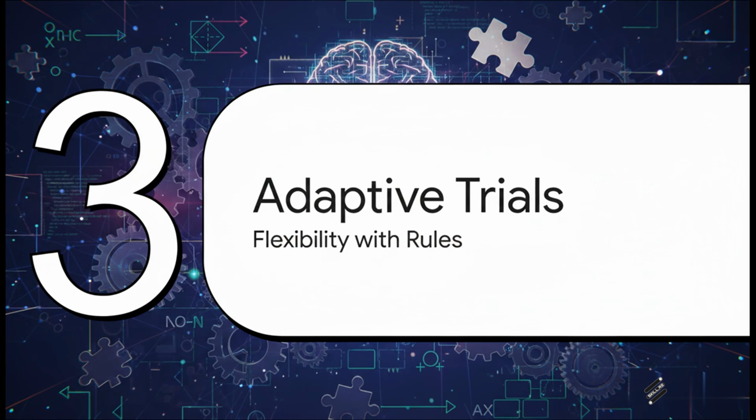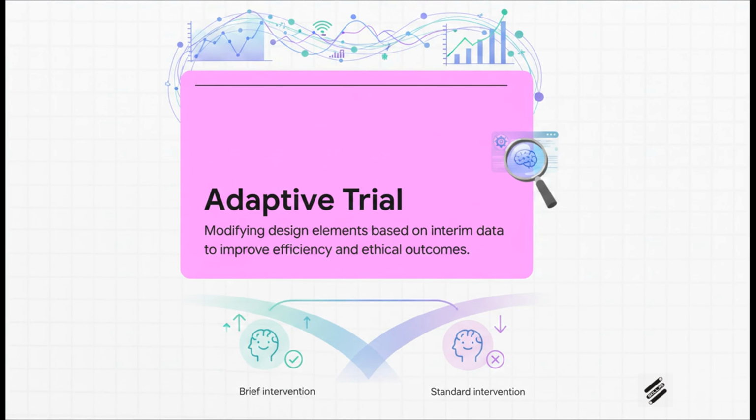Section 3. Designing adaptive trials. Flexibility with rules. So what is an adaptive trial? Basically, it means modifying your design elements based on interim data. Imagine we're testing a new depression treatment. With AI, you establish adaptation rules right up front.